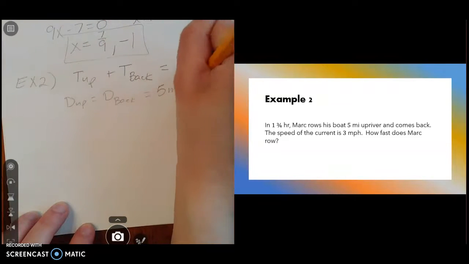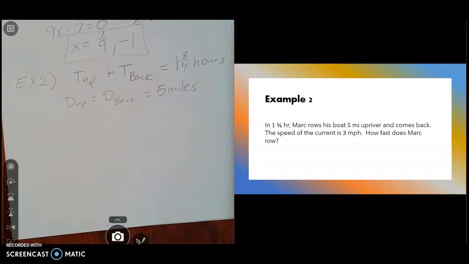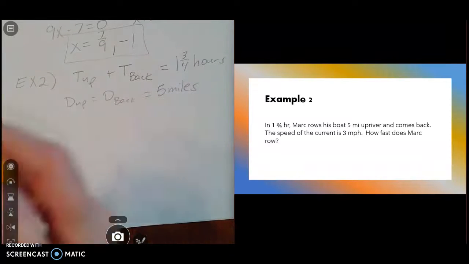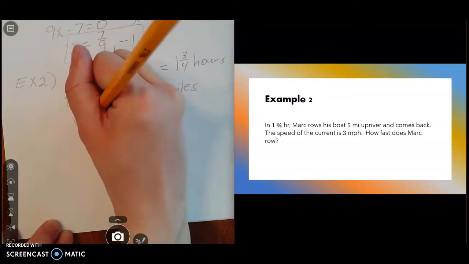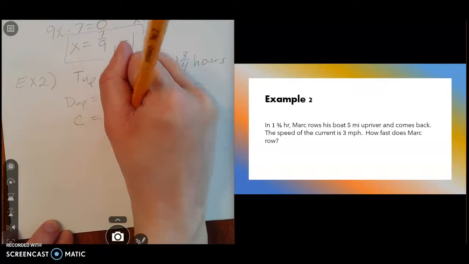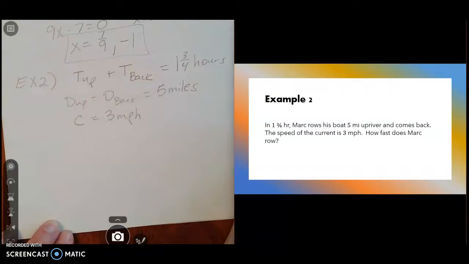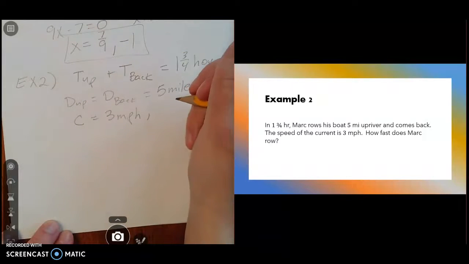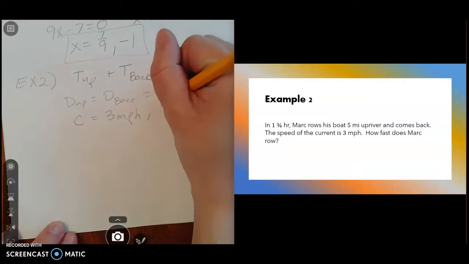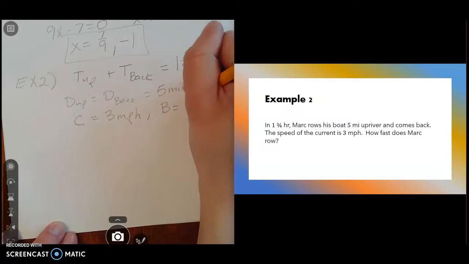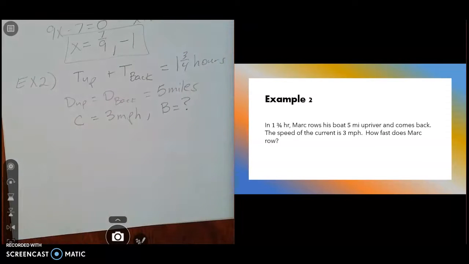Okay, I'm just writing out what I have from my problem right here. The speed of the current is 3 miles per hour, so current speed is 3 miles per hour. How fast does Mark row? So we would like to solve for Mark's boat's speed. So I'm just going to call that B for boat. Okay, and that's what we're solving for. So this is me going through that paragraph of a problem and writing out what I have so that then I can come up with an equation to solve it.